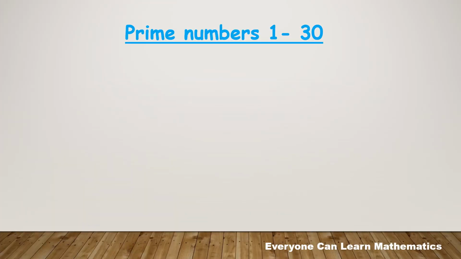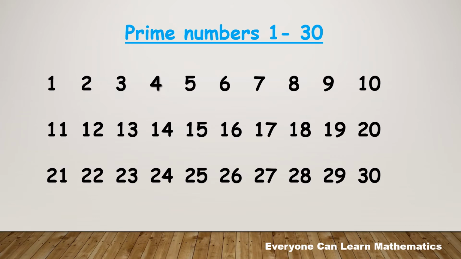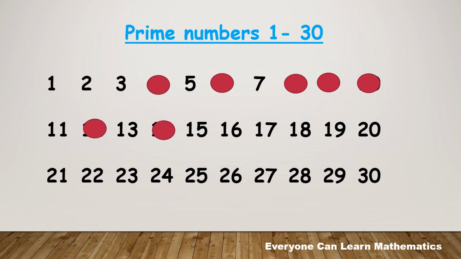Now let's see how many prime numbers there are between 1 and 30. So 1 is a prime number, 2 is a prime number, 3 is yes, 4 is not, because 4 appears in the 4 times table and the 2 times table. 5 is a prime number, 6 is not. 7 is a prime number, 8 is not. 9 is not. 10 is not, because these three numbers appear in other times tables as well. So 11 is a prime number, 12 is not. 13 is a prime number, 14 is not.